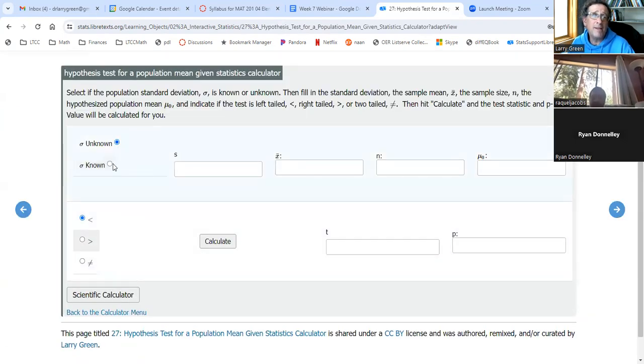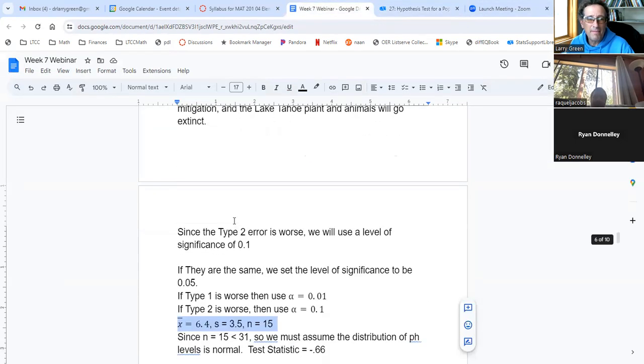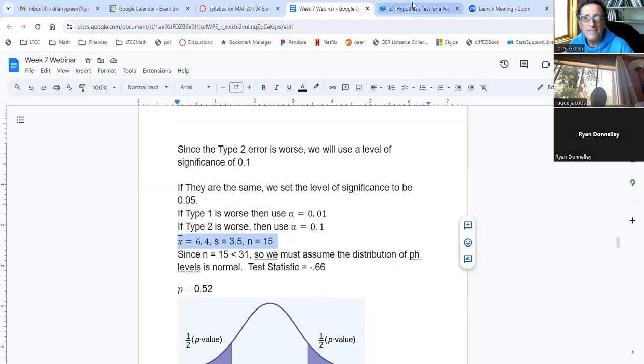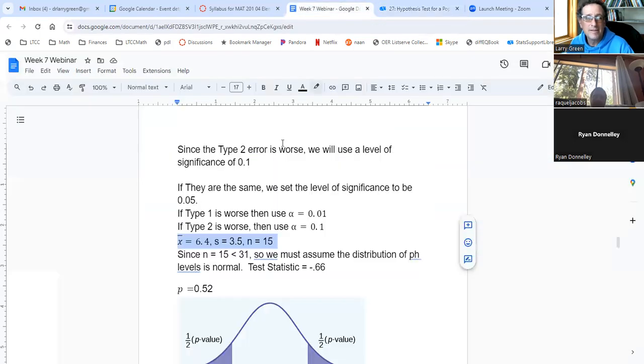Do we know the population standard deviation? Okay, no, and that'll almost always be no. I didn't used to have this up there, but there were some other professors from other colleges that wanted it, so I put it for them. And then we have our S. S was 3.5. We have our X bar. X bar was 6.4.